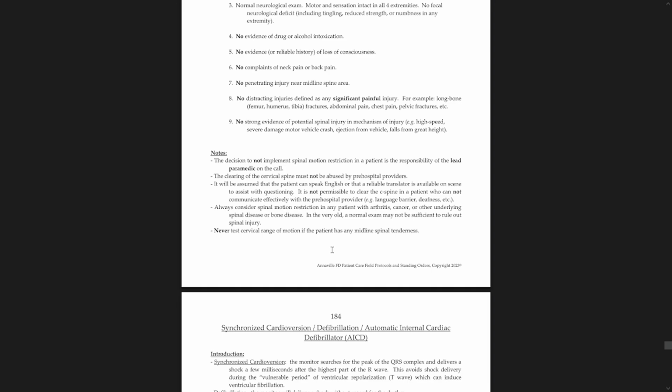It will be assumed that the patient can speak English or that a reliable translator is available on scene to assist with the questioning. It is not permissible to clear the C-spine in a patient who cannot communicate effectively with the pre-hospital provider, such as a language barrier or deafness, etc. Always consider spinal motion restriction in any patient with arthritis, cancer, or other underlying spinal disease or bone disease. In the very old, a normal exam may not be sufficient to rule out spinal injury. Never test C-spine range of motion if the patient has midline spinal tenderness.